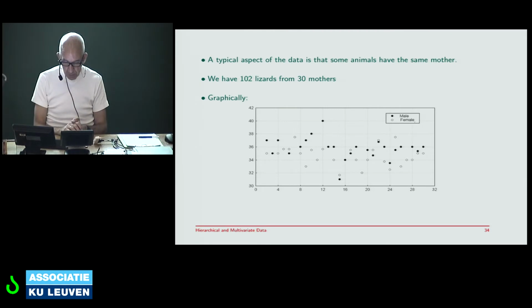Is that a problem? No. If we build a model that can take this properly into account, it's not a problem. So what is the advantage of this design? What is the rationale for choosing this design?